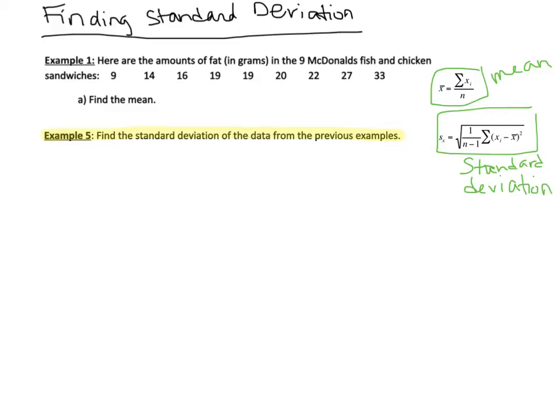Whenever you find the standard deviation, the first thing you always need to do is find the mean. And you already did that back in example number 1. You found that the mean was 19.888, or 19.89. So that's the first thing that you need, and if you look at that formula, that is one of the variables in it. It's the one I just underlined.